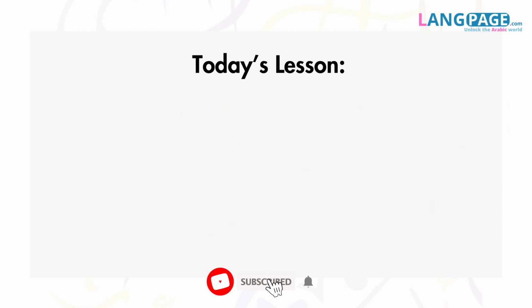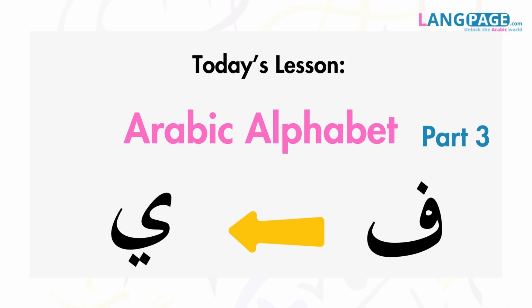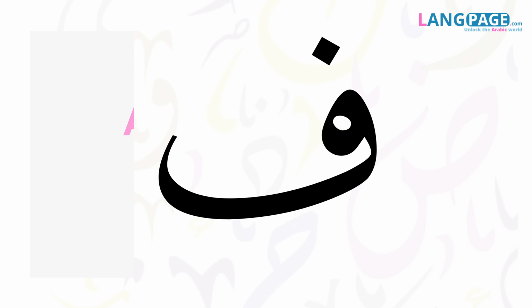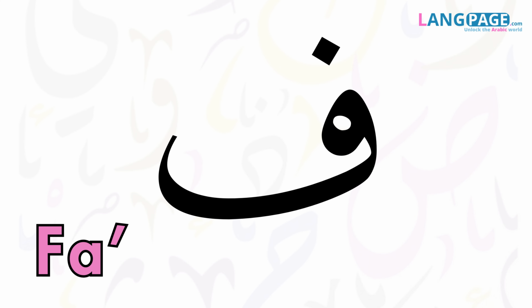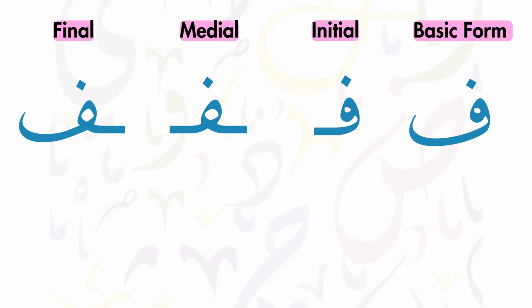Today we'll be covering the last part of the Arabic alphabet, starting from the letter Fa, ending with the letter Ya. Let's begin with the letter Fa. The letter Fa equals F in English, as in the word fat. The letter Fa has four forms.